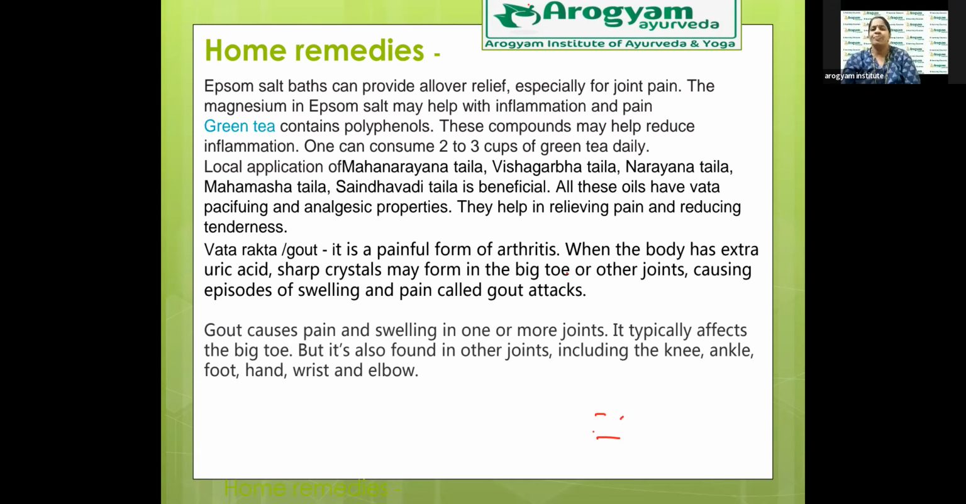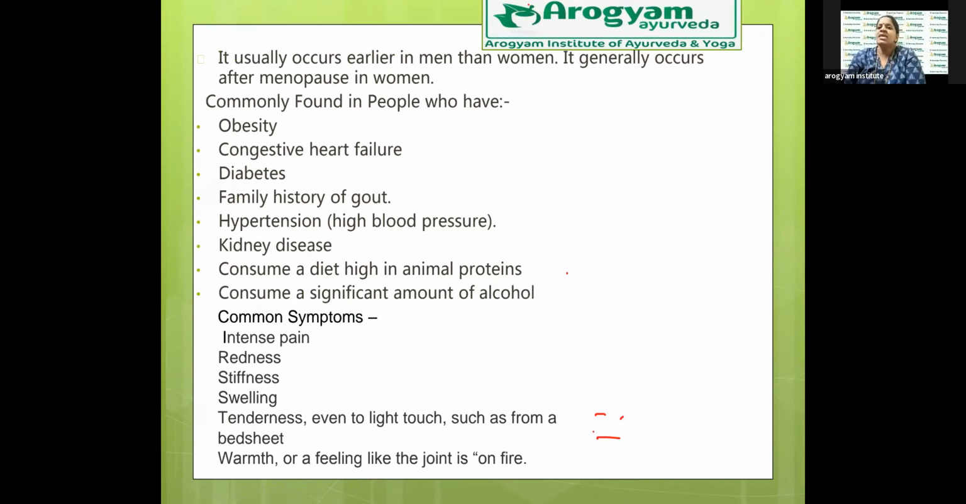Gout causes pain and swelling in one or more joints. It typically affects the big toe, but it's also found in other joints, including the knee, ankle, foot, hand, wrist, and elbow. It usually occurs earlier in men than women. It generally occurs after menopause in women.